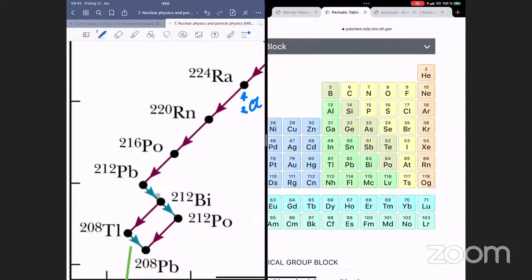Another way for bismuth 212 is that one of the neutrons inside the nucleus changes itself to become a proton. So bismuth has one more proton. Here is bismuth. It goes to the right by 1. It corresponds to polonium. Polonium here is different from polonium 216 because it has only 212 nucleons right now.